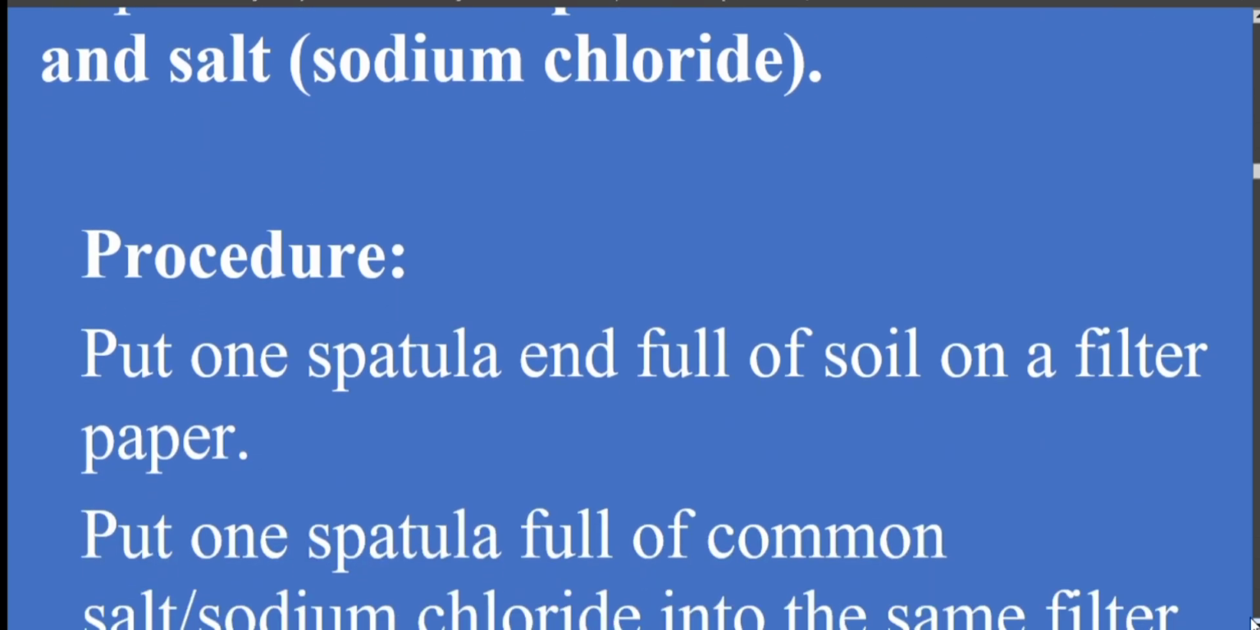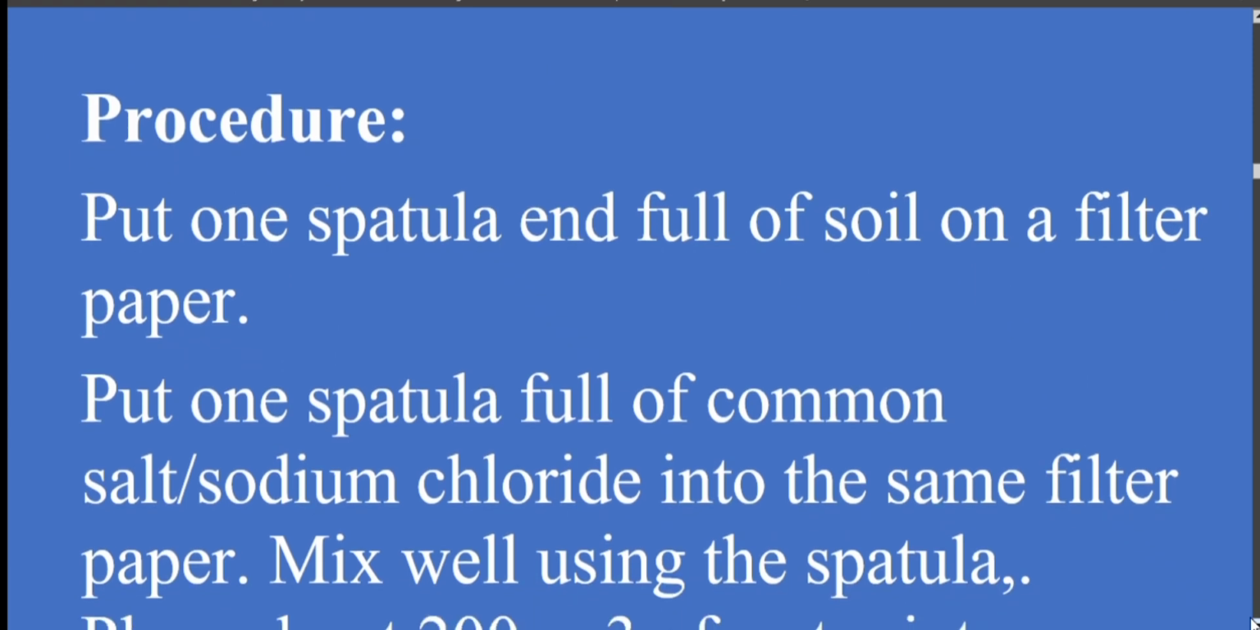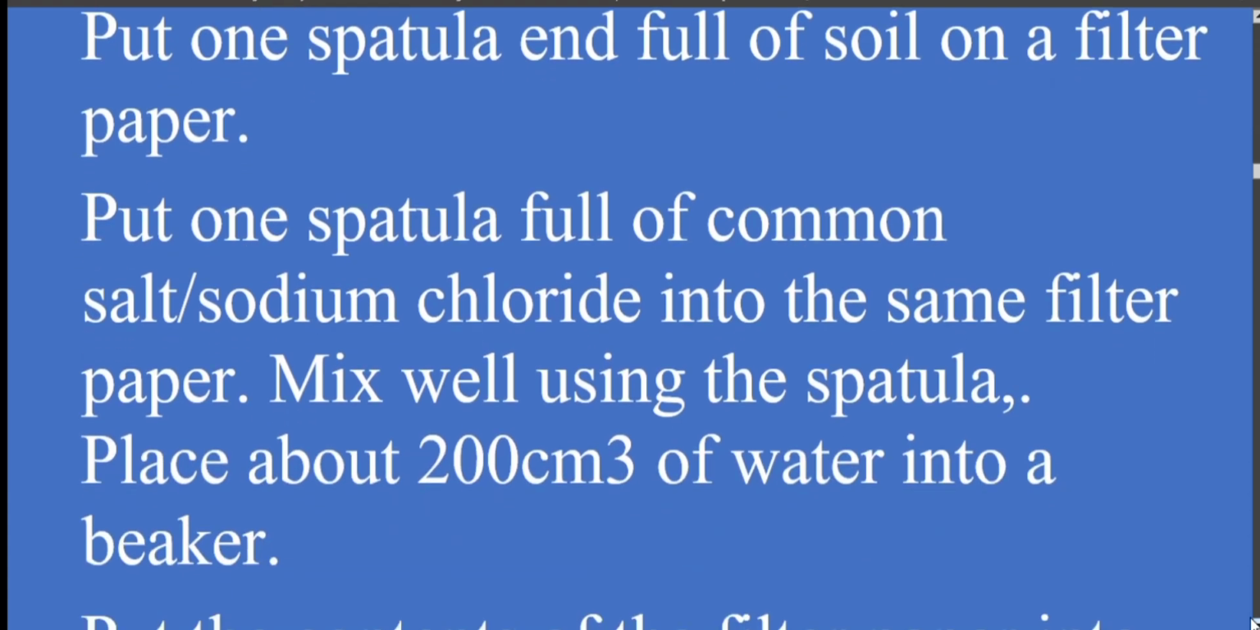So we put one spatula full of soil on a filter paper. We put one spatula full of common salt, or sodium chloride, into the same filter paper. We mix well using the spatula. Remember, after having mixed them, each one of them has retained its physical and chemical characteristics. But now, for us to separate them, we have to add water.